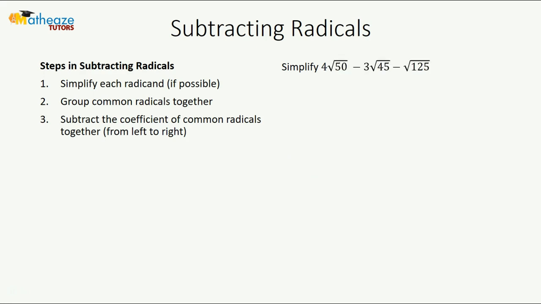So we're going to move over to this question here, where we're going to simplify the radicals. So we start off with 50. We decompose that to 2 and 25, and then we have 5 and 5. Let's look at 45. We have 3 and 15, and then 3 and 5. And then 125, 5 and 25, and then we have 5 and 5.